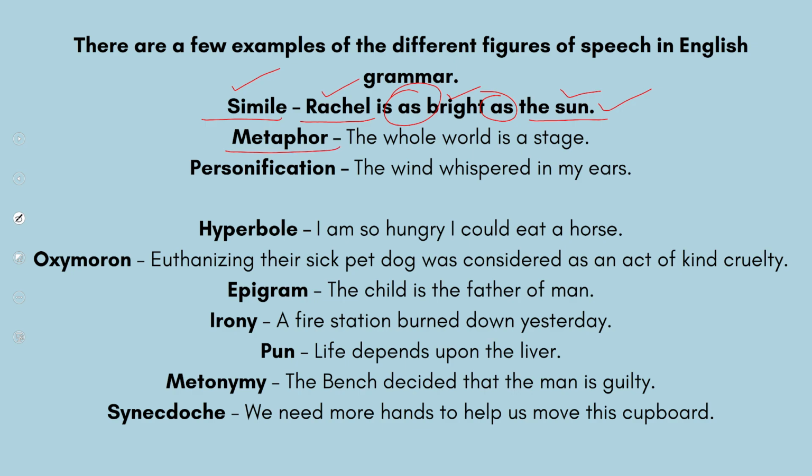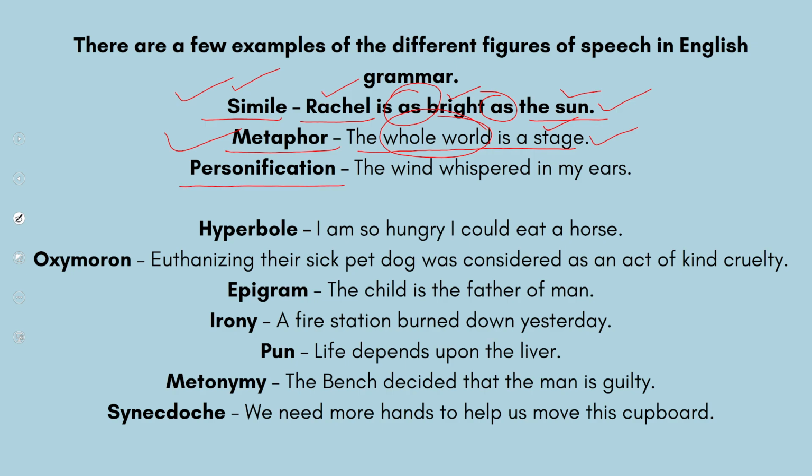Metaphor is a direct comparison. The whole world is a stage. Now, the whole world is being compared with a stage. Why? Because on stage actors perform, and the whole world is also like a stage. You can compare it directly. That direct comparison is called metaphor, and comparison with the words like and as is called simile.